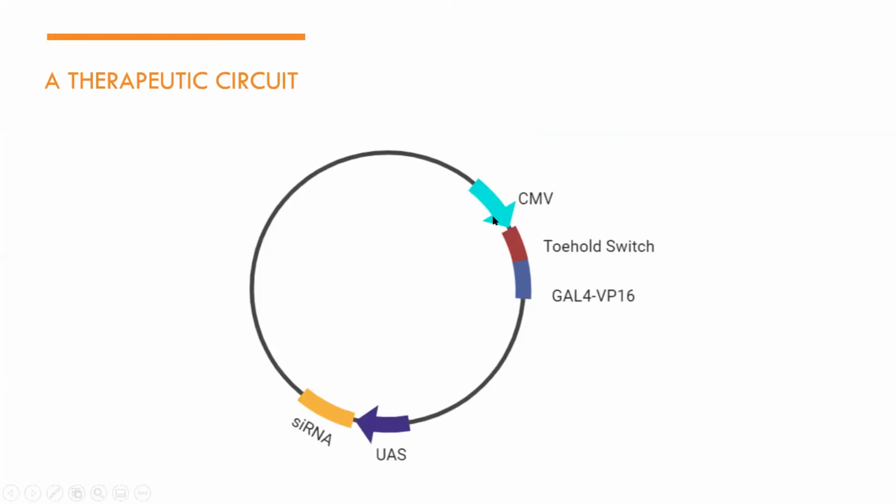The circuit is deliberately designed to express the toehold switch, the sensing moiety, constitutively, and hence we chose the CMV promoter, which is a constitutive mammalian promoter. It's a strong promoter. Once inside the cell, the toehold switch is expressed constitutively in large quantities, and if it finds trigger, it unfolds giving rise to Gal4VP16, which is an activator.